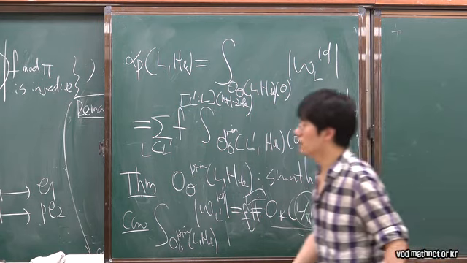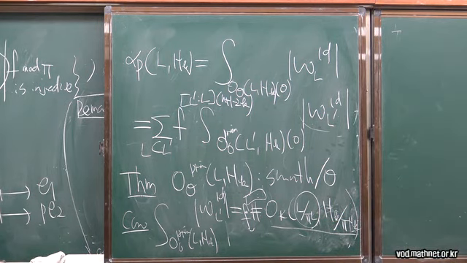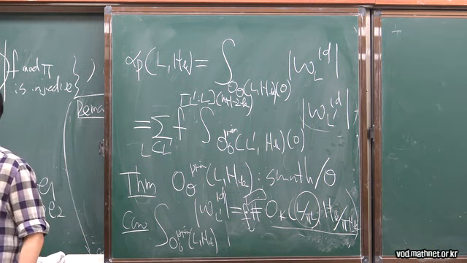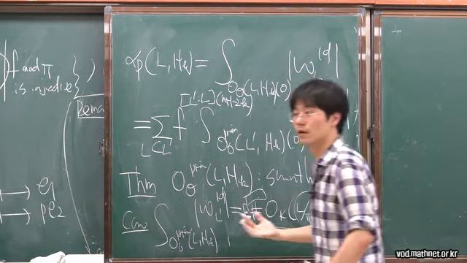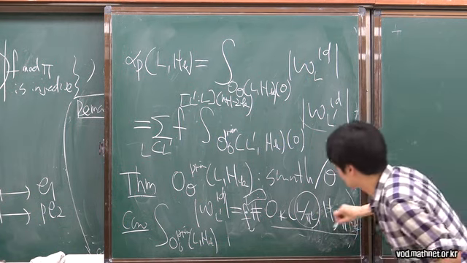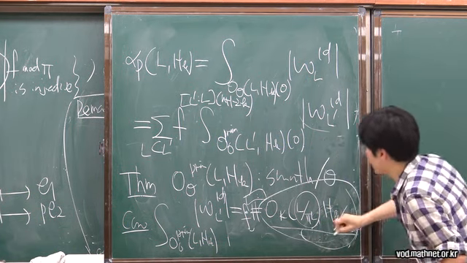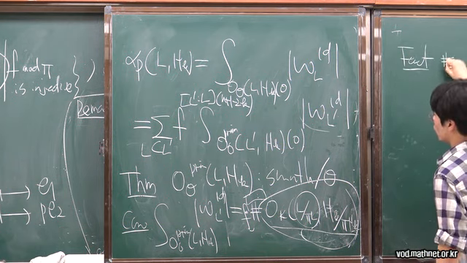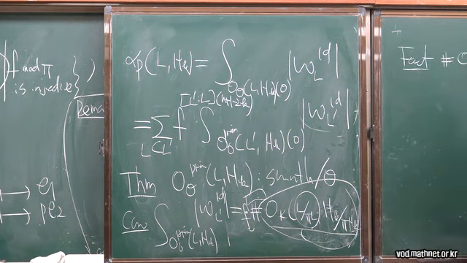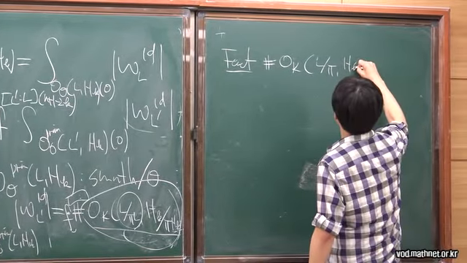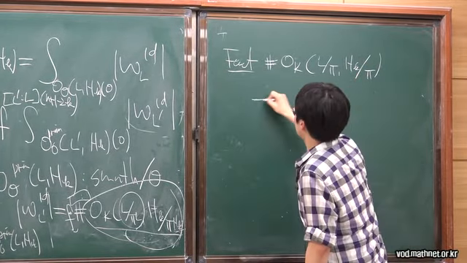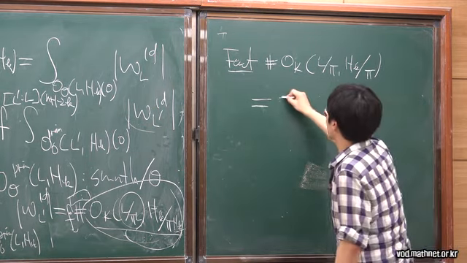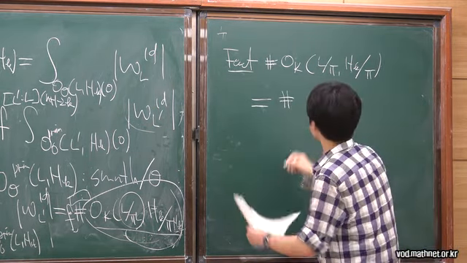Okay. For example, in this case, L mod pi consists of 1, 0, 0, 0. Okay, this is degenerate, but it doesn't matter. So the order of this set is very well known. So the fact is this: the order of this, O kappa, L mod pi, H_K mod pi. So this is very well known, but I don't want to write it down on the blackboard.